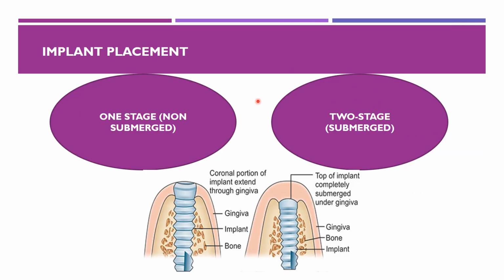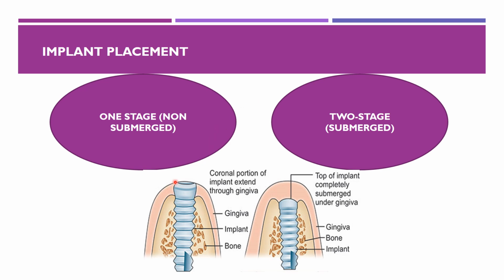So implant placement, as we told before, there are several types of implant placements. Here we are only dealing with the main important ones, that is submerged and non-submerged mainly, and also the flapless type of implants. So the one stage, that is the non-submerged implant, there is no need of a second surgery.